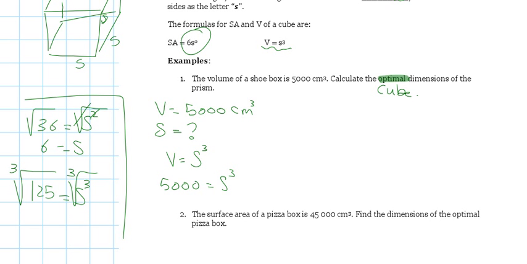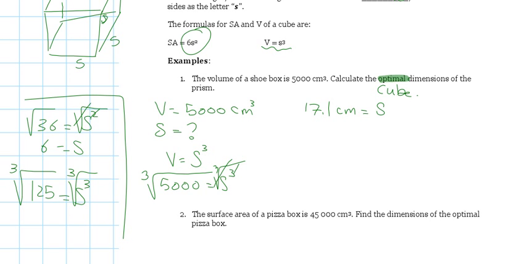So you're getting rid of an exponent. You do the root of that exponent. Okay with that? In this case, because I have my exponent of 3, and I want to get rid of that exponent of 3, all I have to do is take the cube root, and that gets rid of it. So the cube root of 5,000 is 17.1 centimeters, equal to x.